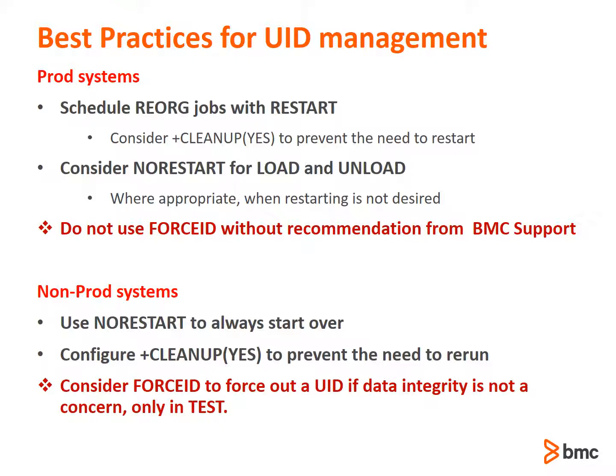To summarize what we've covered in this session, it is generally recommended to use the restart and plus cleanup yes parameters in production to avoid restarts of non-catastrophic failures, allowing utility processing to continue and cause a return code 4. No restart will start the utility over again at the beginning and is appropriate for utilities in which a restart is not usually desired, like a load or an unload.